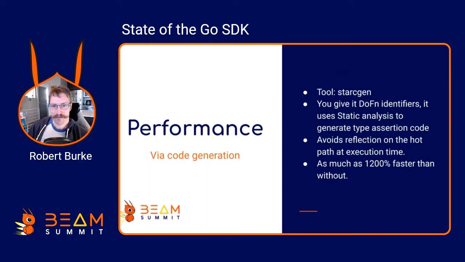I called it Starcgen, and it's been in the Beam repo for the last year. You tell it about your DoFns, and it will use static analysis and a few templates to generate type assertion wrappers to execute your code as much as 1,200% faster, which means your pipeline takes less time and is way more efficient on CPU and RAM. So all this lays a firm foundation for data processing with the Go SDK, once you can get your data into it.